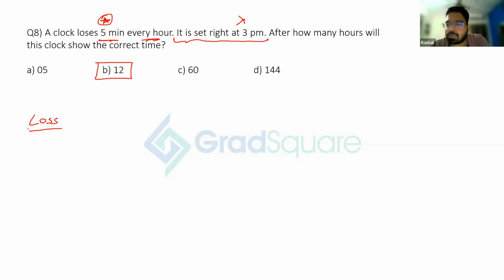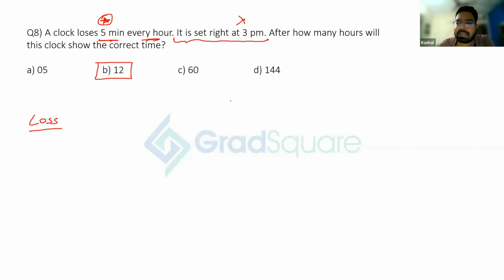Kaushik, that's not correct. Paritosh, that's not correct. How much should be the total loss? Rajni, correct. Kaushik, correct. Nikhil, that's still not correct. How much should be the total loss for it to reflect the correct time? Rishika, that's not correct.